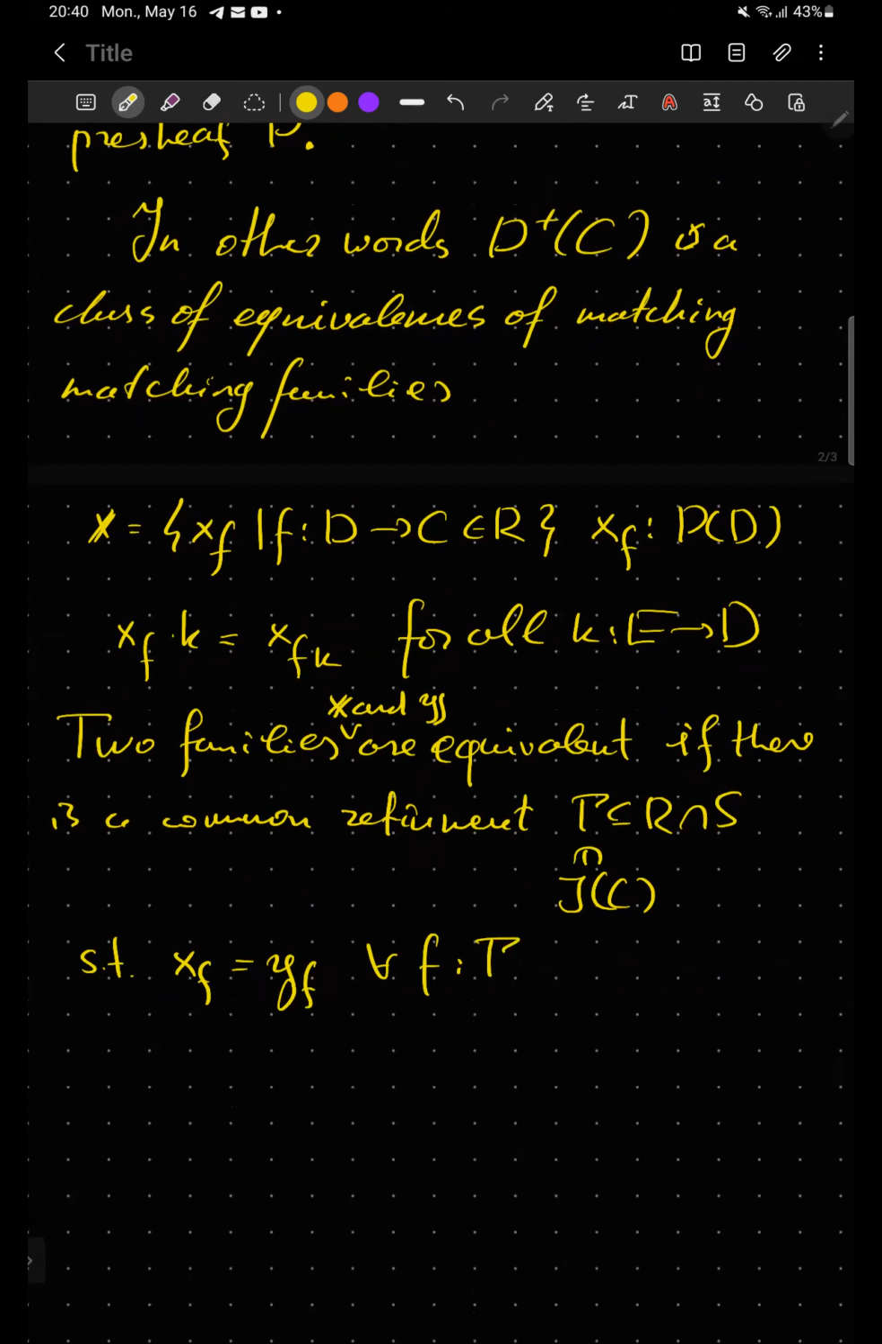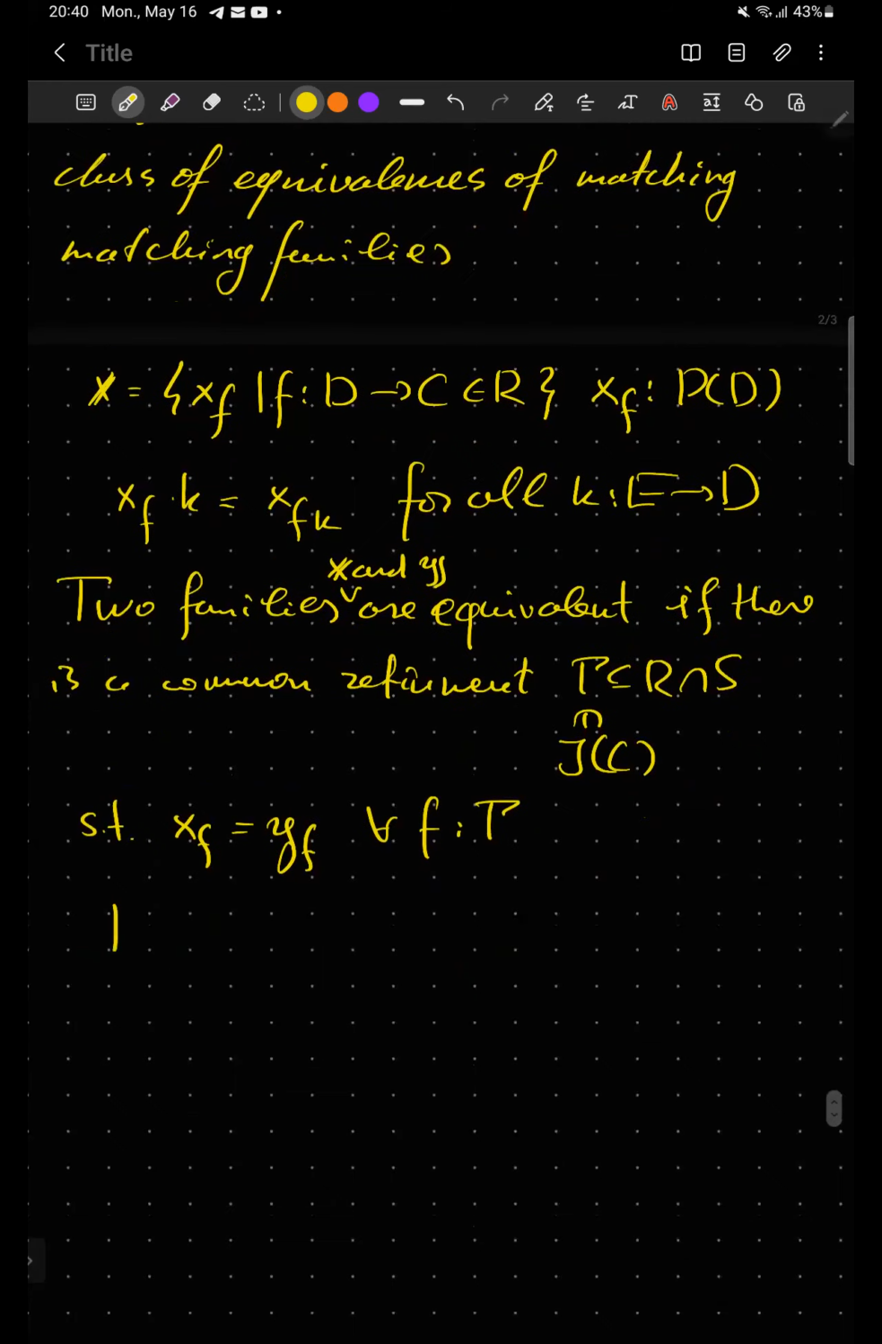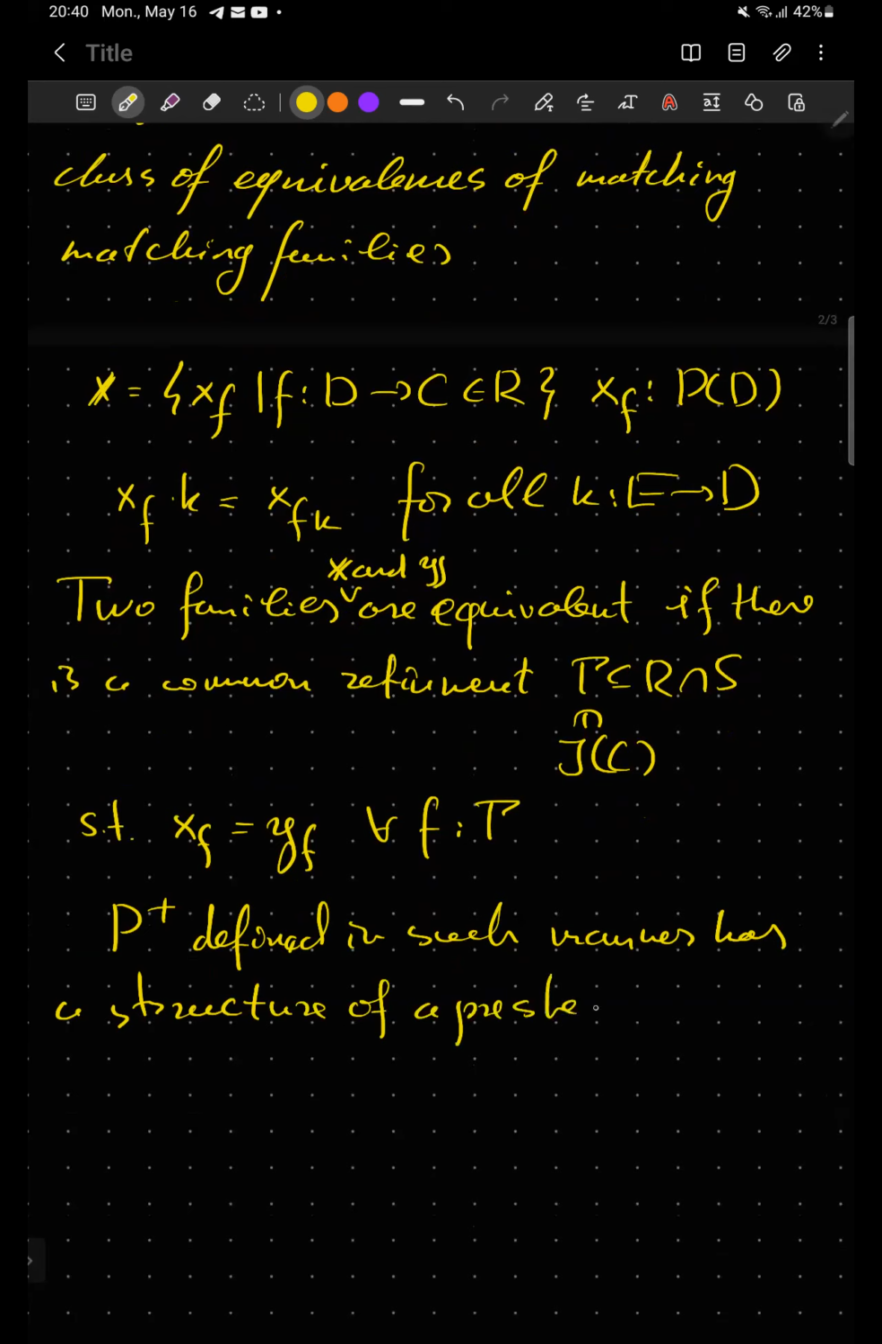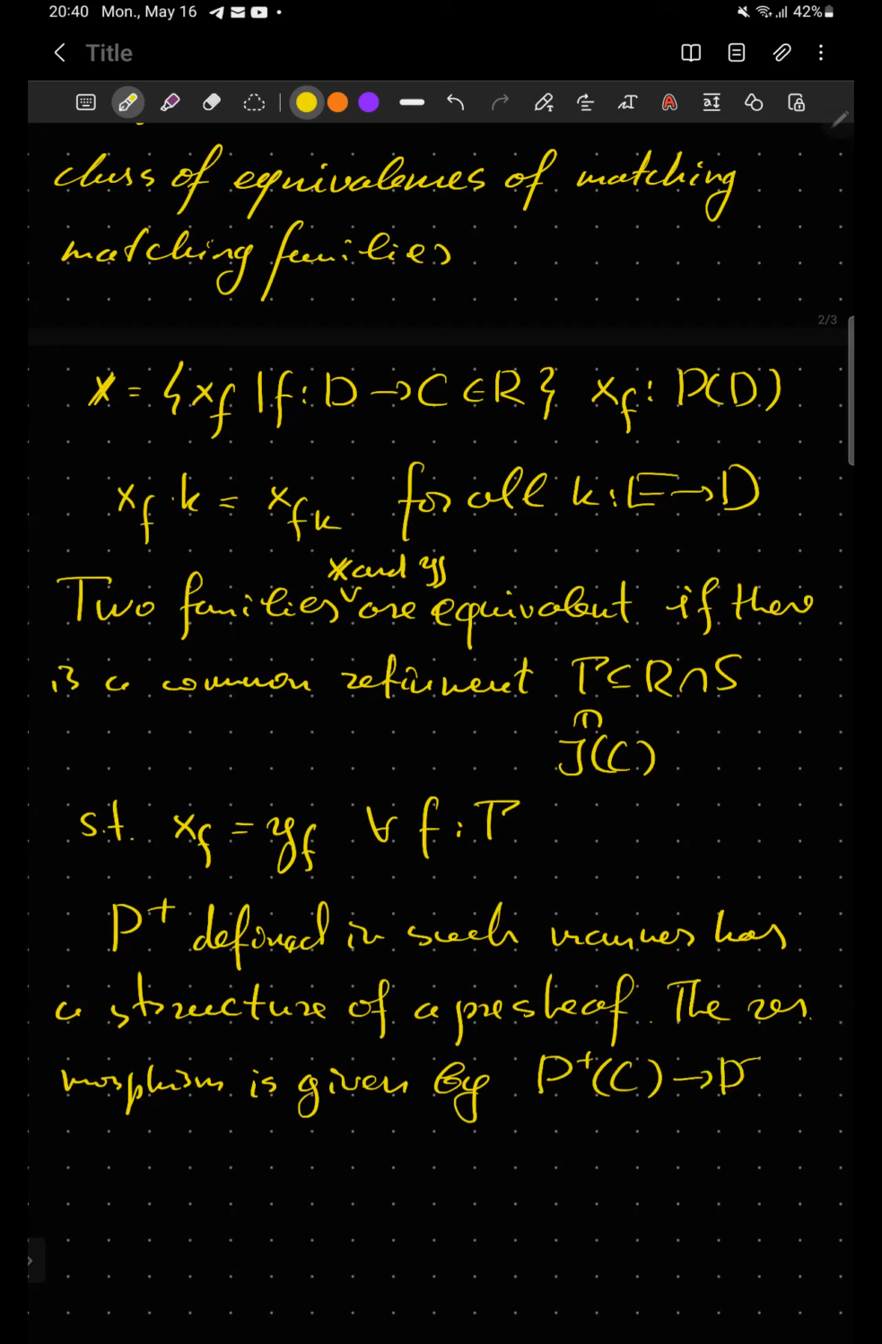So P plus defined in such a manner has a structure of a pre-sheaf. The restriction morphism is given by P plus of C goes to P plus of C prime for H from C prime to C.